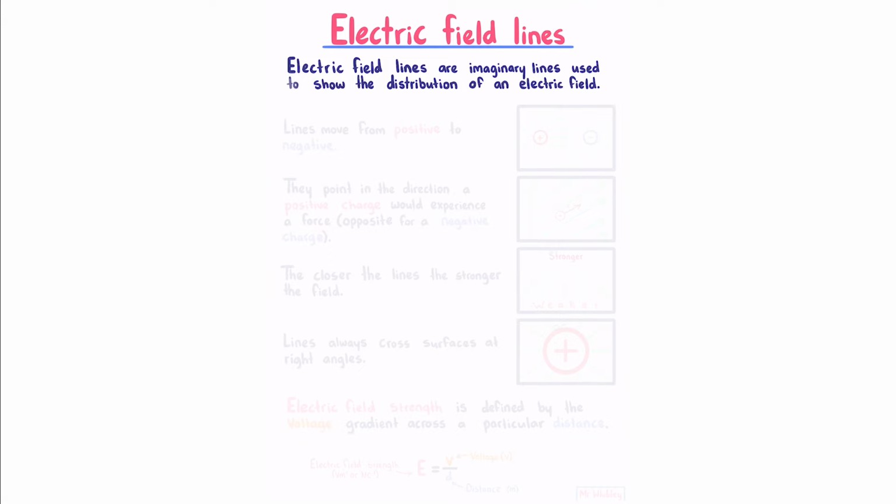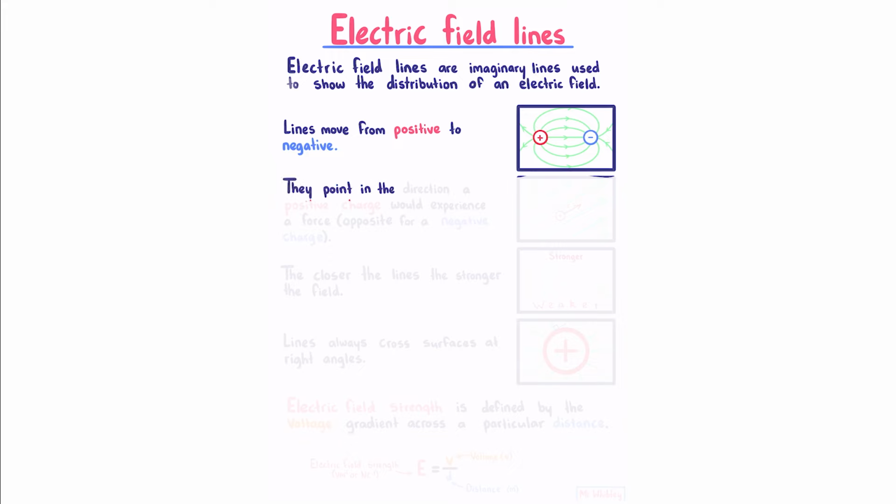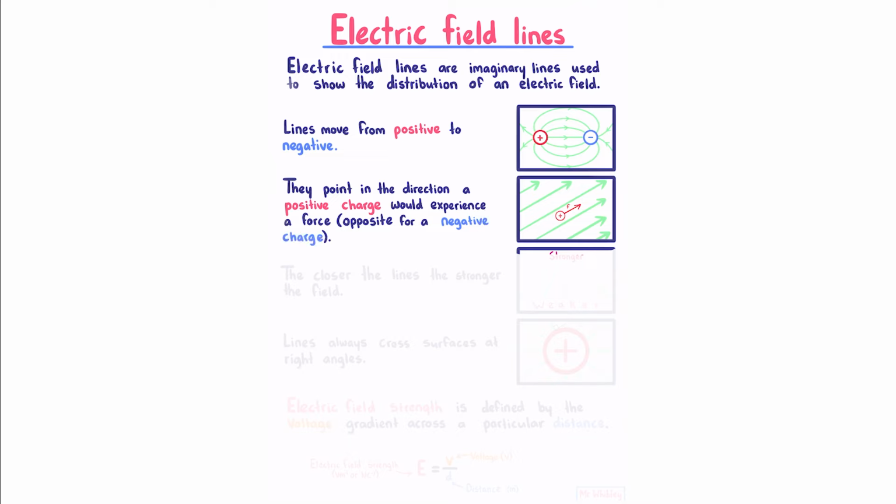For an electric field, the lines move from positive to negative. So if we have a positive and negative charge, the arrow should always point away from the positive and towards the negative. Another way to think of this is that they point in the direction a positive charge would experience a force. For example, if we had a positive charge in our field, the force that it would experience would be in the same direction as the field. This direction is opposite for a negative charge.